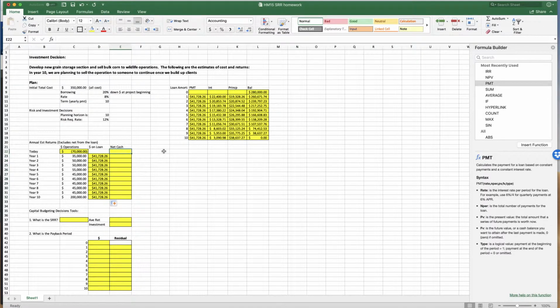So net cash, well, equals. In year one, you're going to have to pay out that $70,000. In year two, you get to bring in 35, but minus, you got to pay the loan. So you're actually still short.